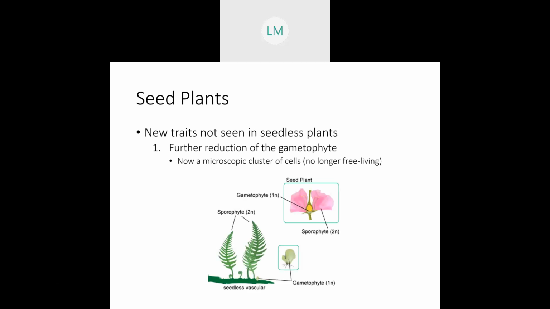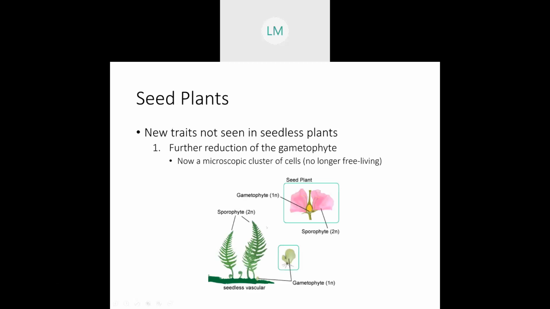So now we are moving on from our seedless vascular plants. We're going to be talking about our seed vascular plants. So this is the next big split that we have. So there are some new traits that we're getting with our seed plants that we didn't have in our seedless plants. So we have our further reduction of the gametophyte.